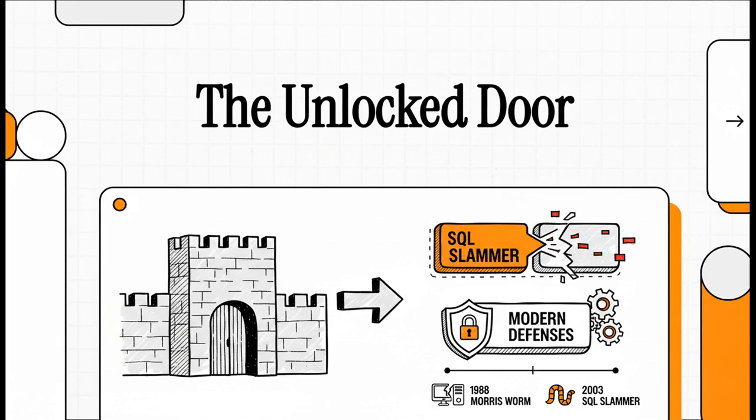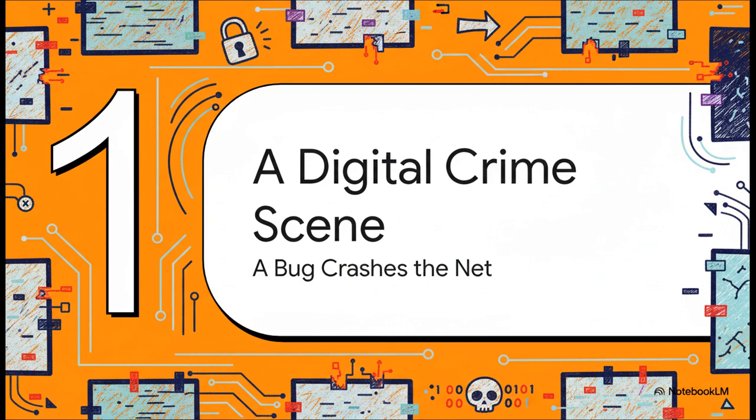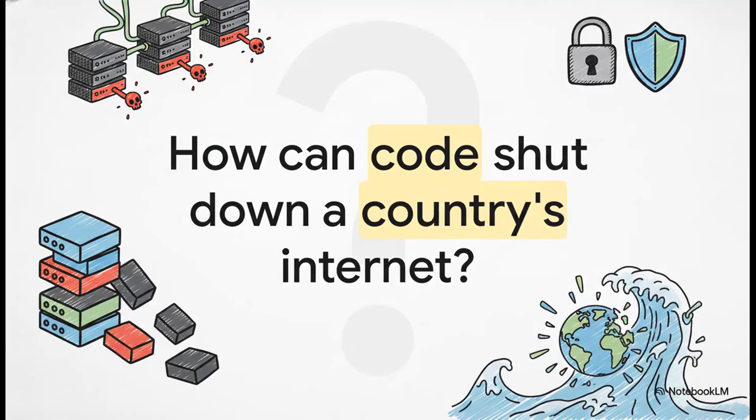We're talking about the buffer overflow, and its story, well, it reveals this fundamental vulnerability right at the very core of our digital world. So, to really get this, we're going to start at a digital crime scene, because that's exactly what a buffer overflow is. It's not just some innocent little bug, it's a vulnerability, a weakness that has been exploited to cause absolute chaos on a global scale. And that brings us to the central mystery here.